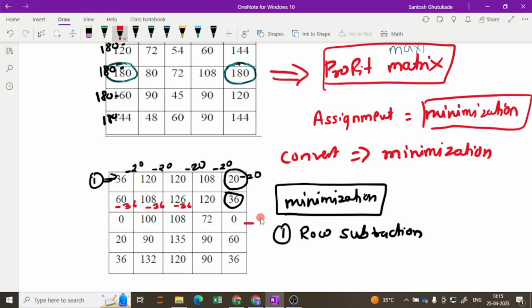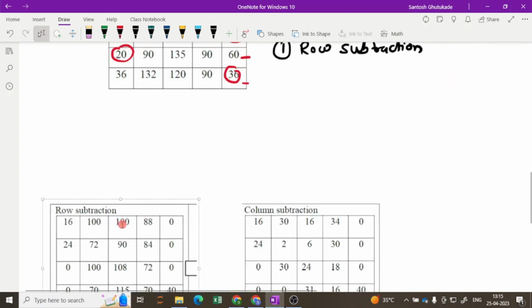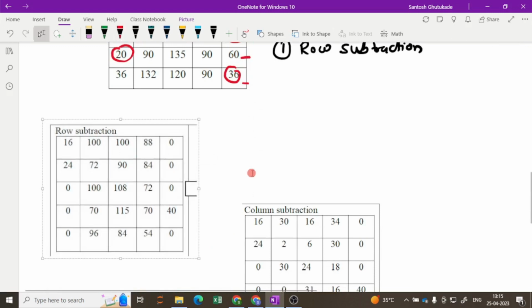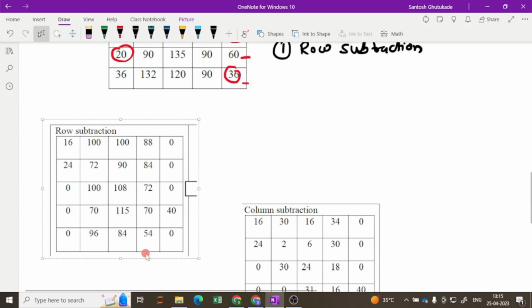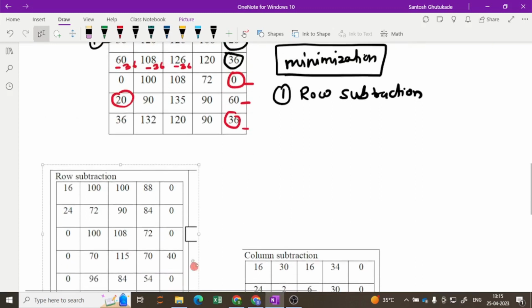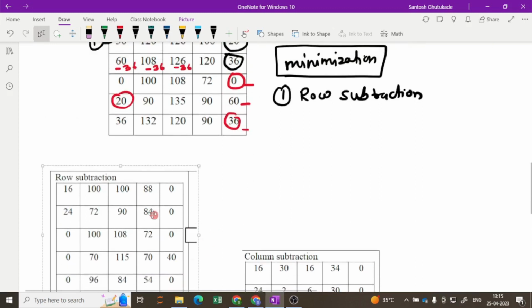Similarly, in the third row, 0 is the smallest value, in the fourth row 20 is the smallest value, and in the fifth row 36 is the smallest value. After this subtraction we get this matrix after row subtraction. So 36 minus 20 gives 16, then 100, 100 and 88. Like that you get all the values after row subtraction.